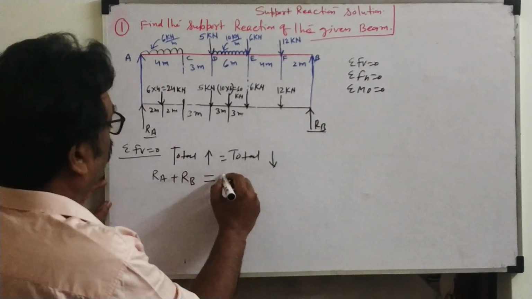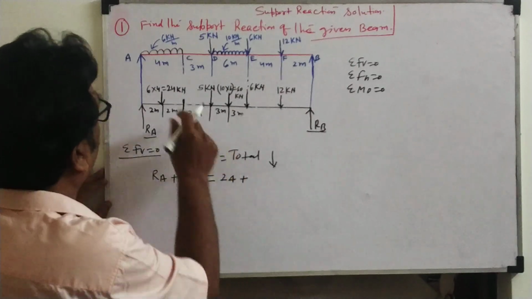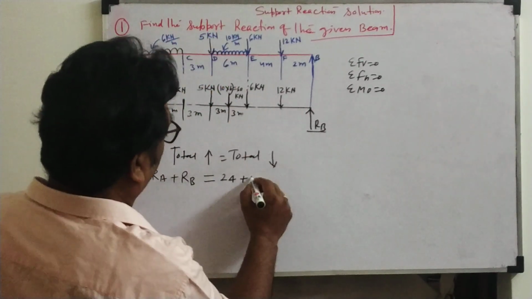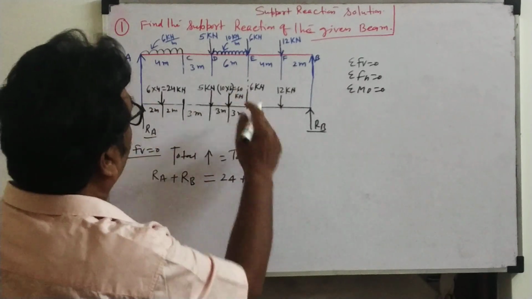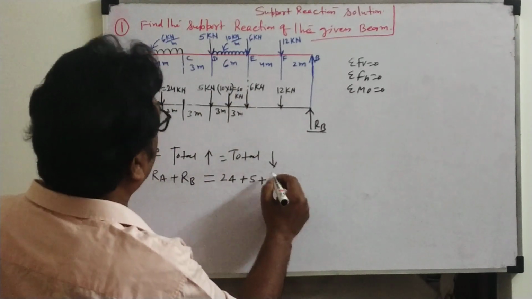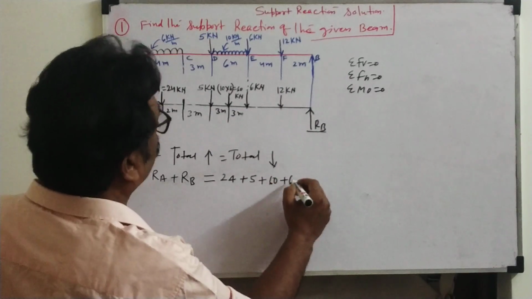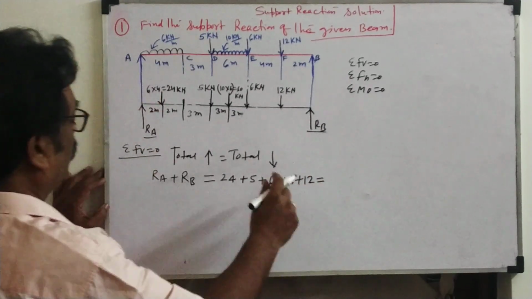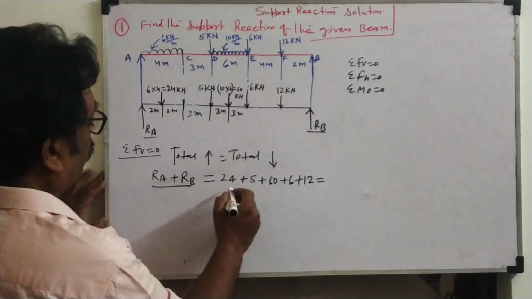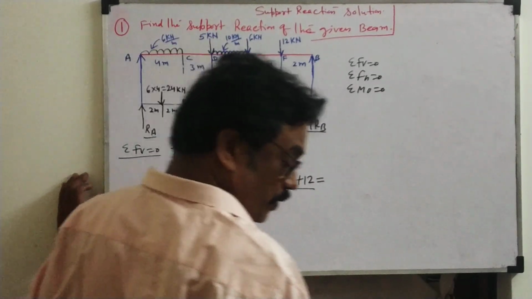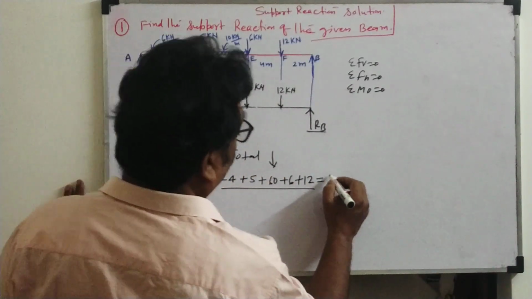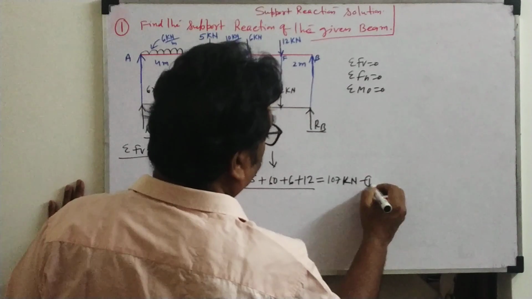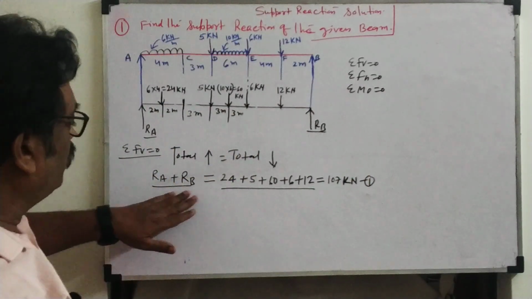How much? 24, because this UDL we converted into a load of 24, plus this point load 5. All units will be kilonewton only. Now 60 kilonewton plus 6 kilonewton plus 12 kilonewton. In total how much will it come? If you calculate, it is coming 107 kilonewton. Give this equation number 1. So total upward force equals total downward force.